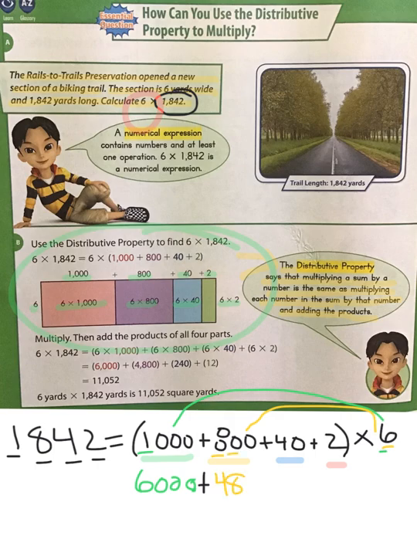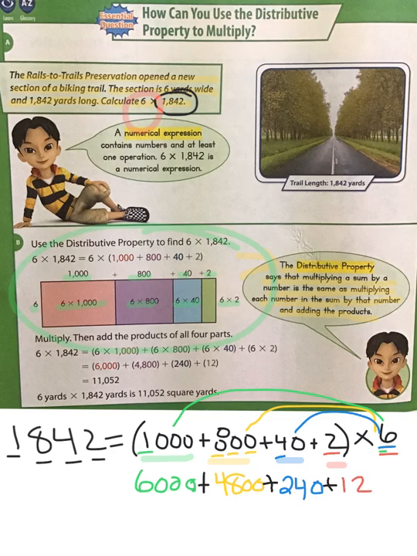And then we're going to add these 2 zeros over here to our number. So we have 4,800. Next, we're going to multiply 6 times 40. And 6 times 4 is 24, and then we have 1 zero in 40. Last, we have 2 times 6, and 2 times 6 is 12.